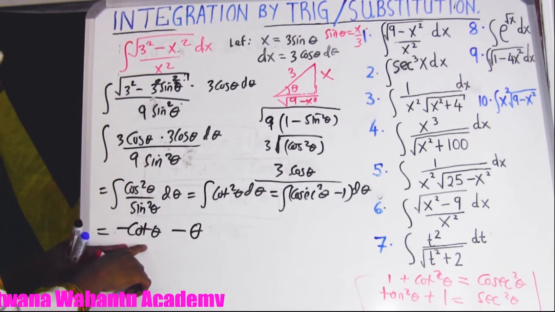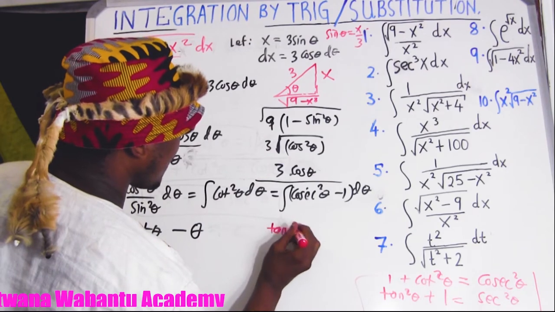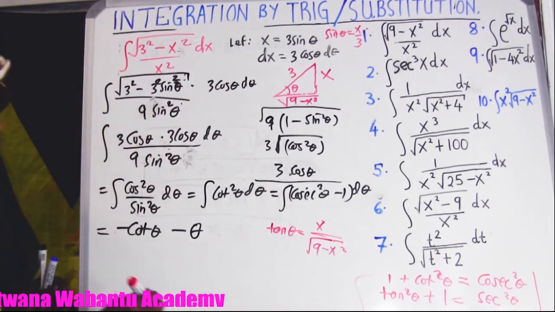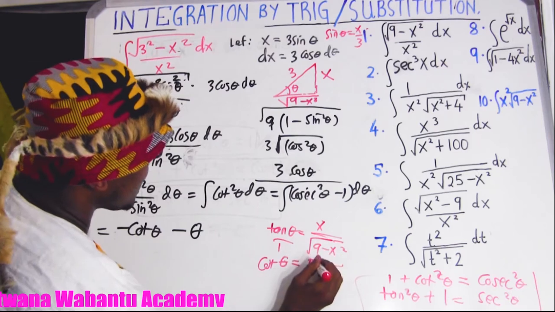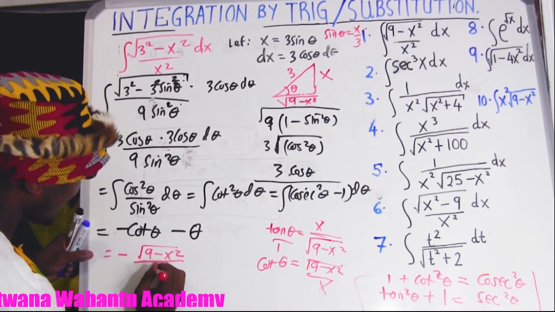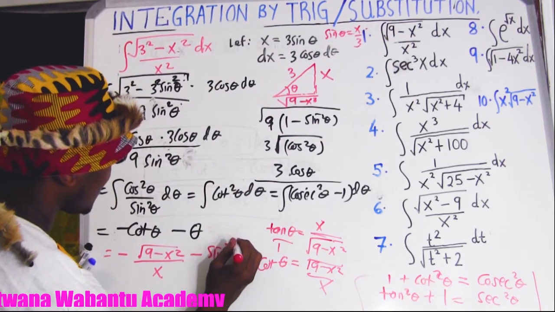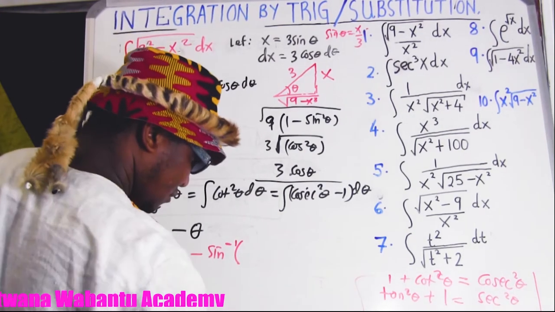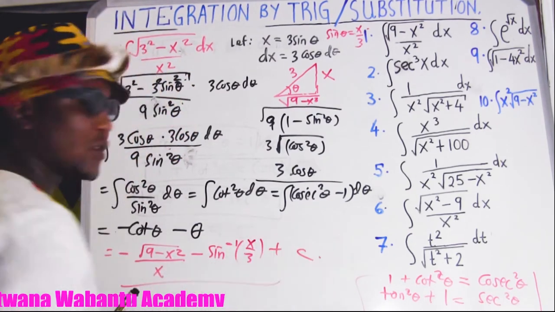Now we want to get cot. Cot is the inverse of tan. Tan equals opposite over adjacent, which is this. Cot is the inverse, so if you flip it, cot equals the square root of 9 minus x squared over x. So this is minus the square root of 9 minus x squared over x, minus theta. Our theta equals sine inverse of x over 3. So this could be the final answer.